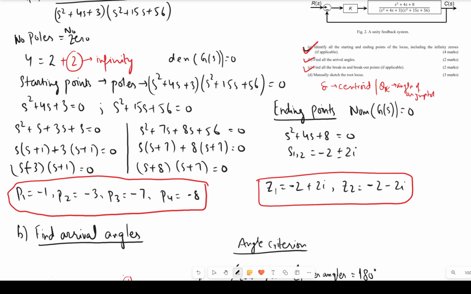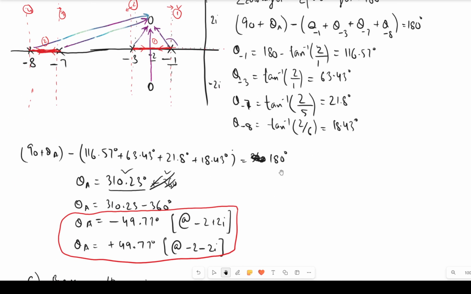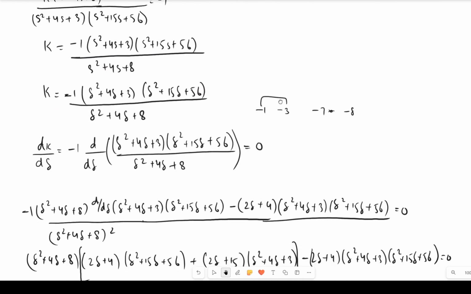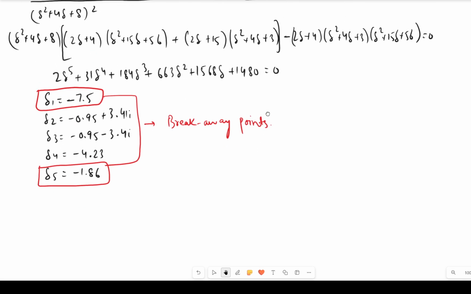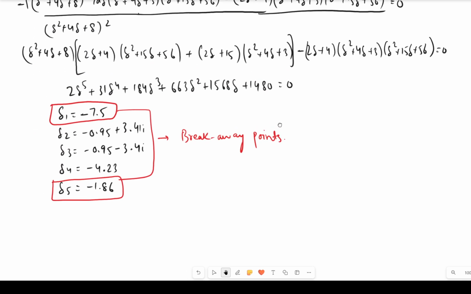Why do I need to find these? I will always need to find these if our number of poles is not equal to the number of zeros, or if there are zeros at infinity or poles at infinity. So we will need to find these two values as well. So let's go ahead and solve these two values before I start sketching the root locus.